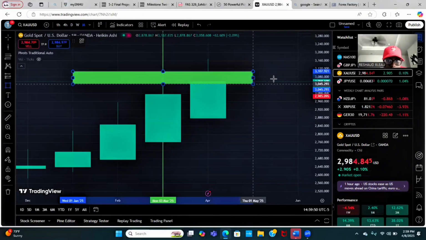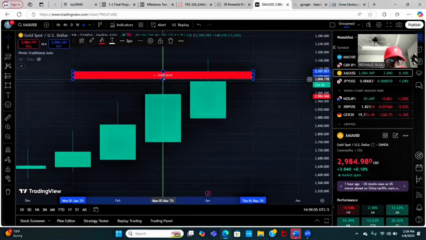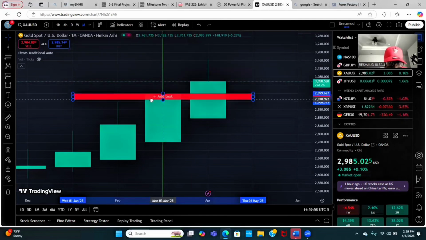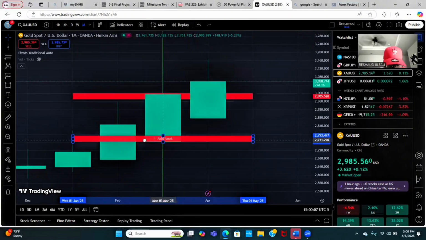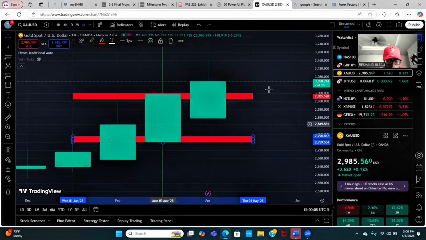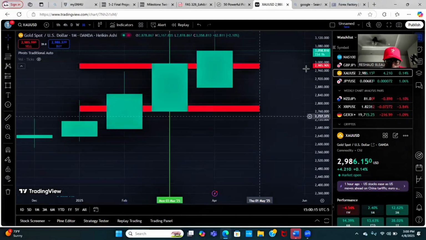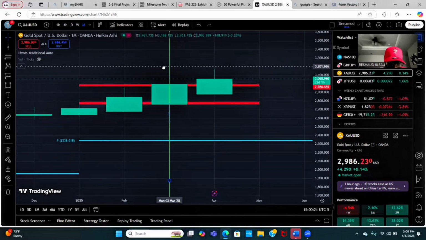Let's do this. So we're not going to turn it green. We're going to make it red. So we're going to work off the monthly open. It's the monthly close, my bad. The previous monthly close, previous monthly open. All right. And then I'm going to move this back over there. Wait.